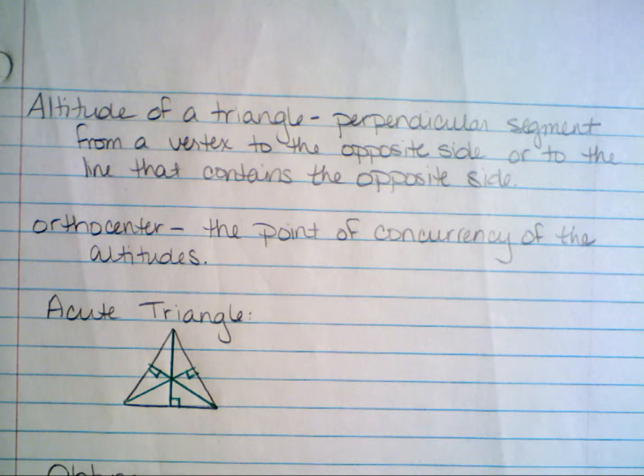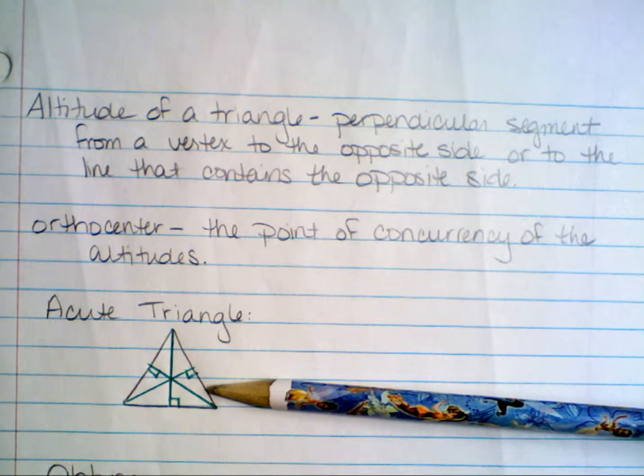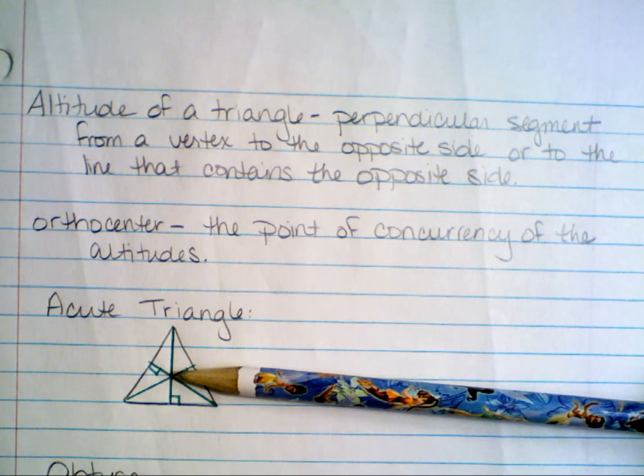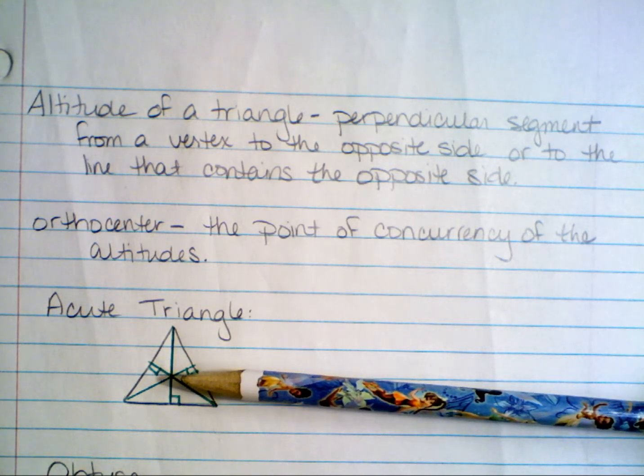So again, the point of concurrency of these altitudes does meet and is called the orthocenter. So we have a lot of different points of concurrency between our medians and altitudes, and what we looked at in previous sections with our angle bisectors and perpendicular bisectors and things like that. So make sure you keep all of these titles straight. So if I look here at this acute triangle, and if I look at these altitudes, they all meet right here on the inside of this triangle.